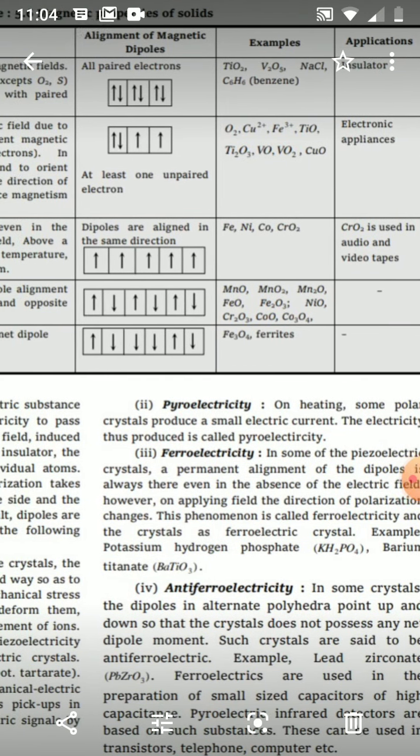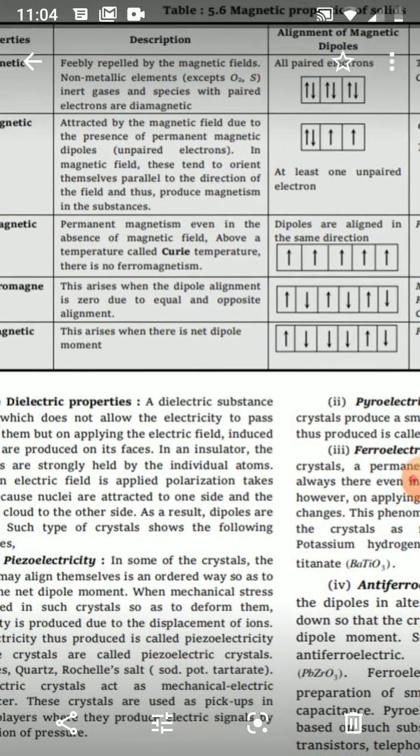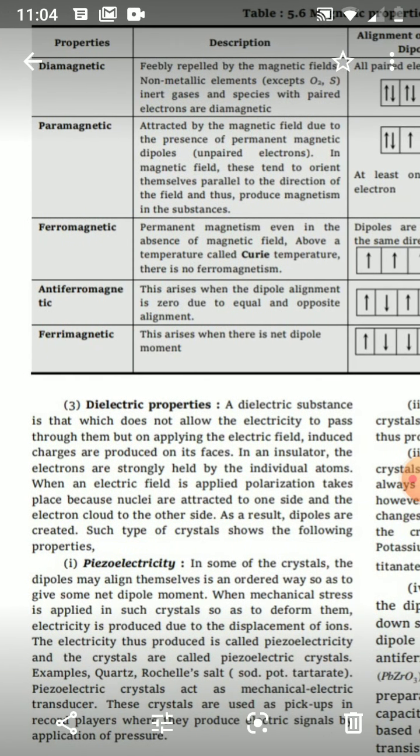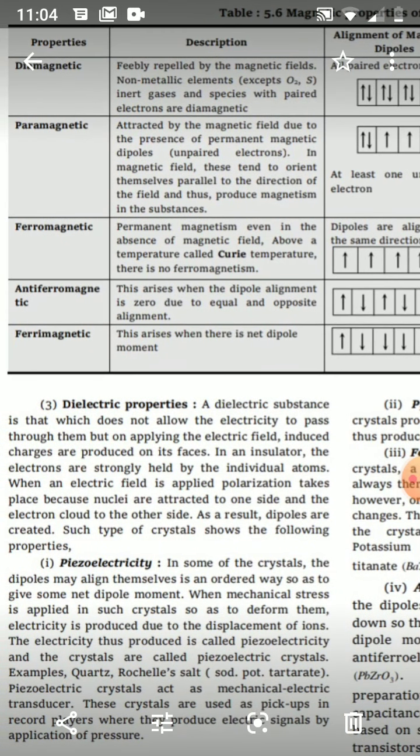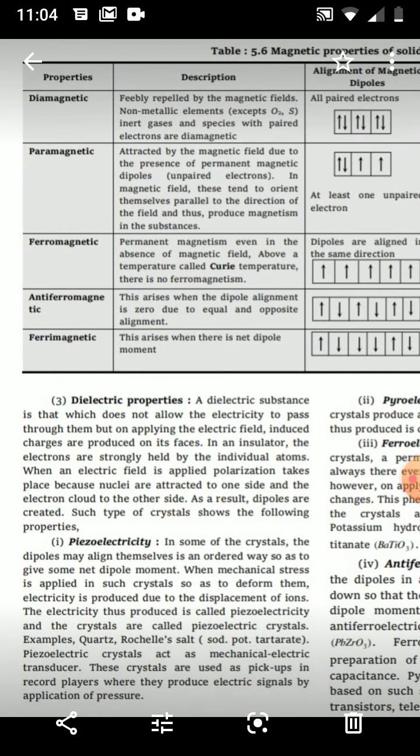So these are very important substances and useful for your knowledge. So please note all this and read. Sometimes these questions are asked in the competitive exams.